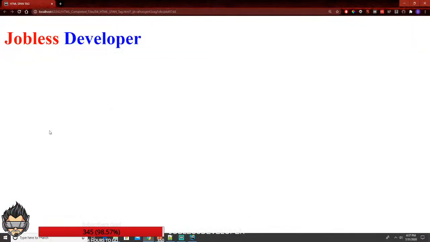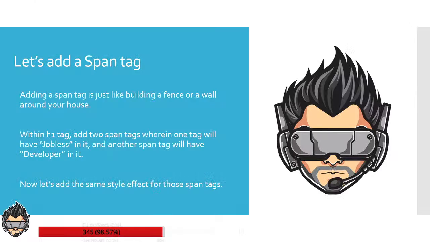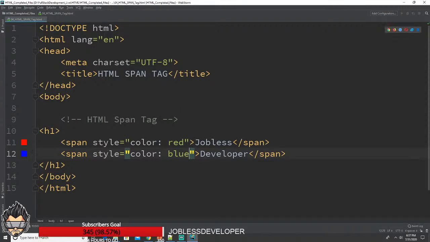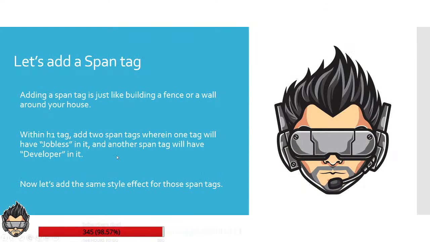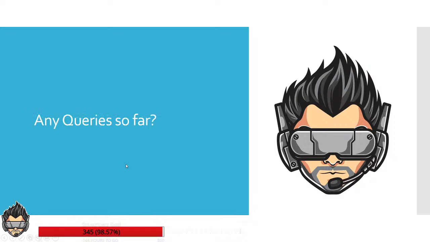Blue. You see, jobless developer is on the same line, but it has two different colors. This is the simple way to differentiate between these things. So jobless is in one span tag and developer in another span tag, and you can see the magic happening, right? With this concept of the span tag explained, do you have any queries so far?